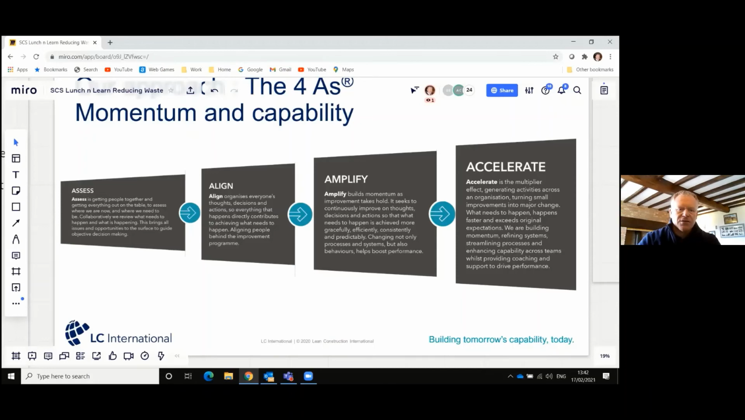How are you assessing the current situation? How are you aligning the teams that you're working with around a common approach and thinking? How you're amplifying and ensuring that people are working together so you're building momentum and creating that continuous improvement cycle. And then finally, how do you make it stick? How do you ensure that the acceleration and the continuous improvement cycle continues to grow and grow from one project into another?